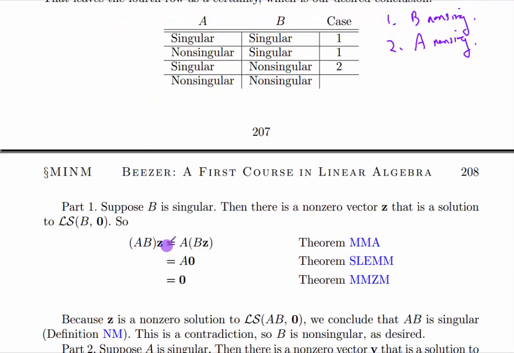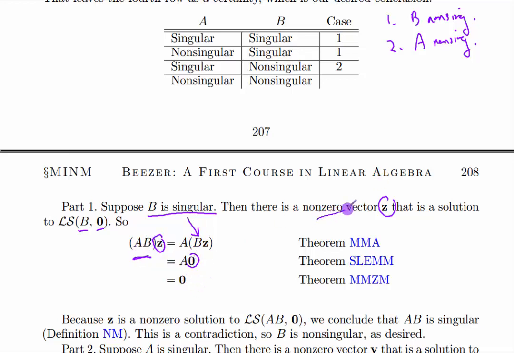All right. This first proof will be by contradiction. Suppose B was singular. Okay. Then there is a non-zero vector Z that's a solution to the linear system with matrix B and vector 0. If there is such a solution, then we can take AB times this vector. Now, because of the associativity, we can rearrange the parentheses. Since B is singular, we can say BZ is 0, and that means AB times Z is 0.